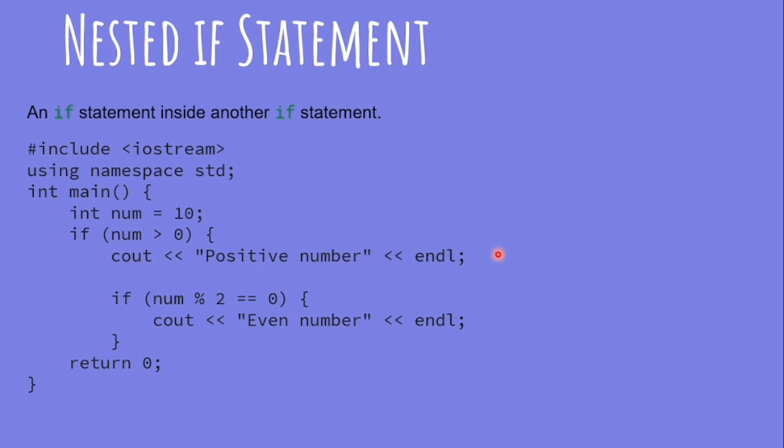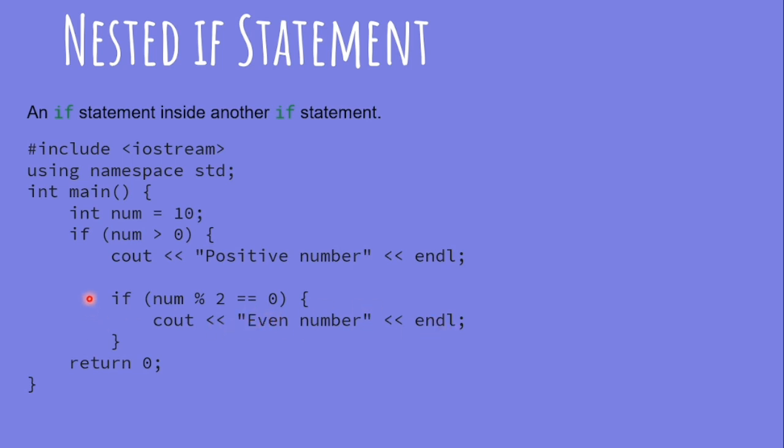Now another thing is the nested if statement. What is a nested if statement? A nested if statement is an if statement that has another if statement inside it. For example, first of all, we have created a number, num equal to 10. First you check if num is greater than 0, then it will print cout positive number. We know that 10 is greater than 0, so it will move inside the if statement. After this line is executed, the next line will be executed, that is if num modulus 2 is equal to 0, meaning the remainder is 0, then it will print even number.